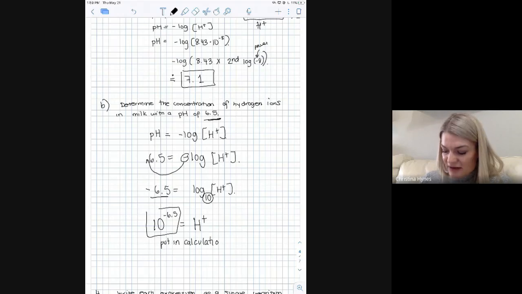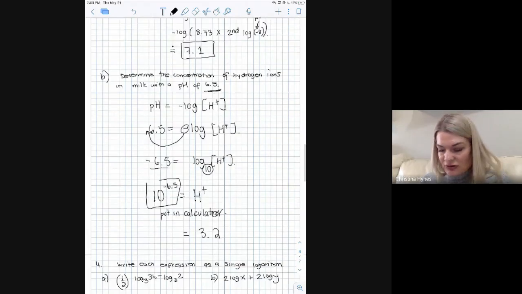And that would be your final answer. So you're going 10 to the power of negative 6.5. And you should get something like, it says to the nearest 10th as well, so 3.2.